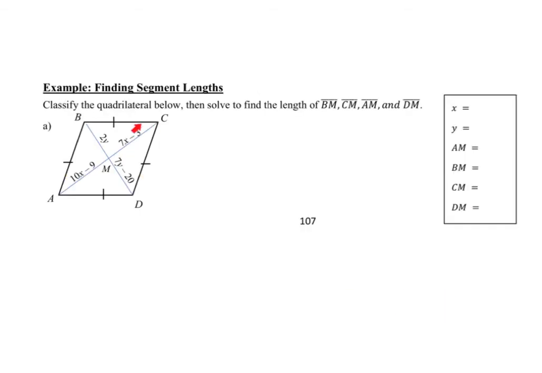Next, we're going to get a little bit more difficult here. We're going to classify the quadrilateral and find the missing lengths. Notice we have x's and y's. What kind of shape is this? This shape is a rhombus. A rhombus does not have congruent diagonals, so AC is not congruent to BD. However, a rhombus does contain two sets of congruent parts.